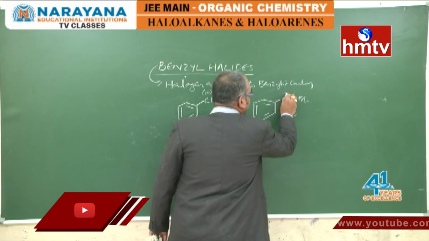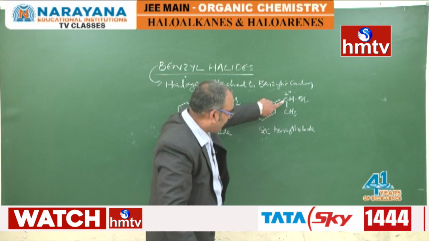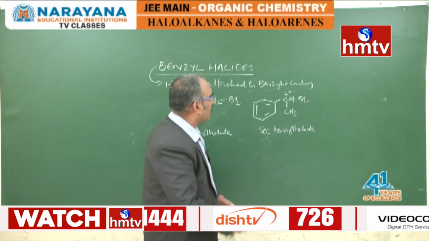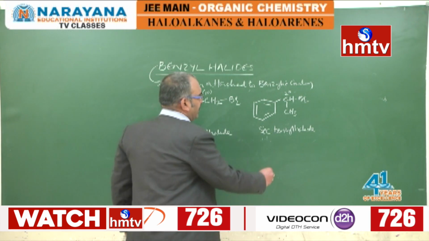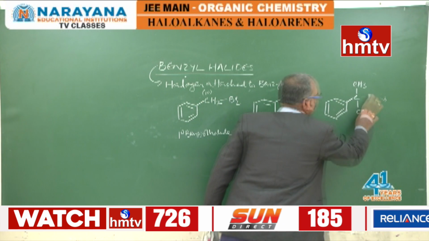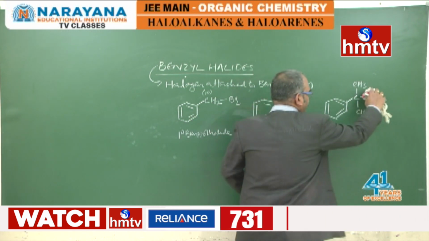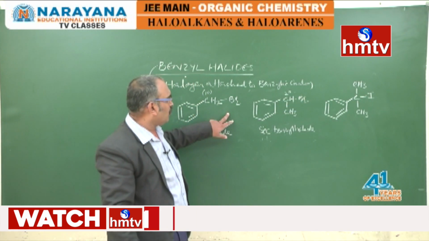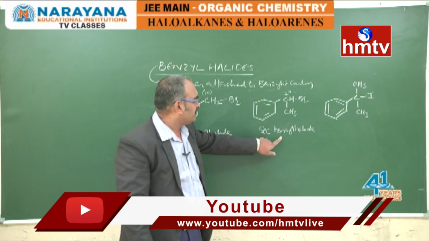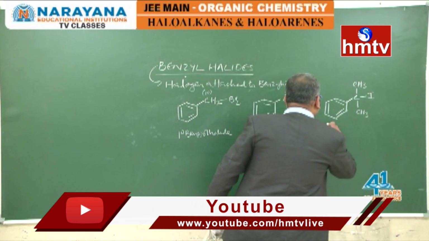This is secondary benzyl halide. Look at this. This is also a benzylic carbon which is attached to two carbons. That's why secondary benzyl halide. If the benzylic carbon is attached to three other carbons, it is tertiary benzyl iodide. This is benzyl bromide, primary. This is secondary benzyl halide. This is tertiary benzyl halide.